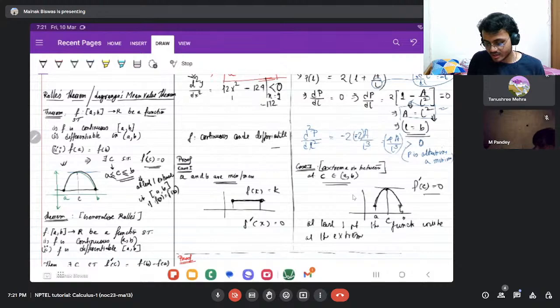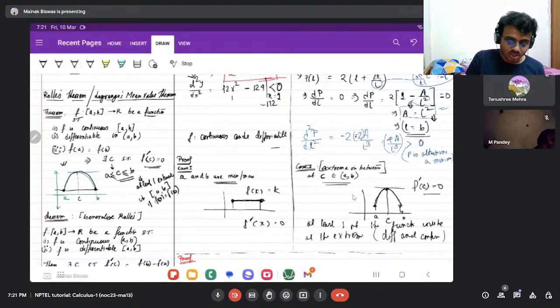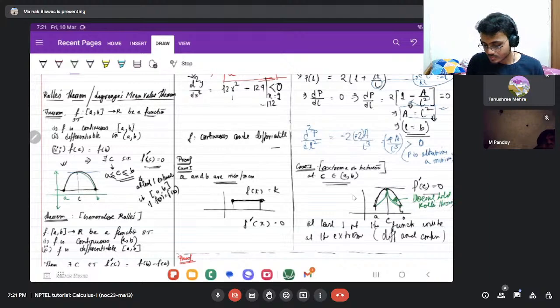Since we are assuming the function is differentiable and continuous, going to infinity is not allowed. Functions like these are not allowed. If this was there, does it hold Rolle's theorem? This function does not hold Rolle's theorem. Why? Because it is not differentiable at this point where it is an extremum. So it has to be differentiable at all points between A and B. Then if it is differentiable at all points, at an extremum point you will always get derivative equal to 0, right?